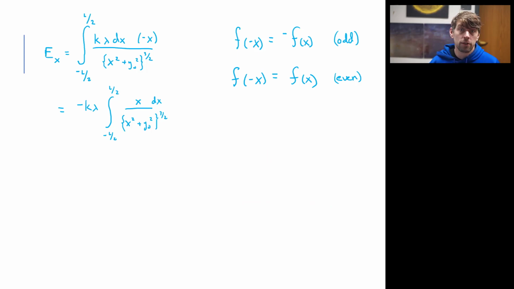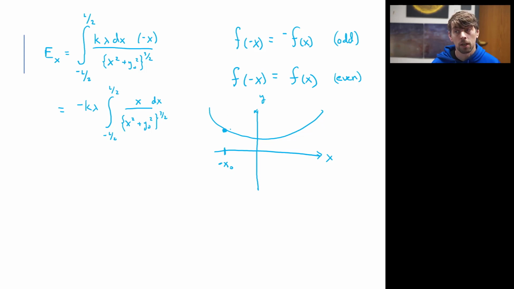Since we're dealing with an integration, it's also good to think about what these functions look like graphically. An even function will end up being symmetric about the y-axis. So if I plot a function and it's even, what this means is that if I have a value of negative x naught and I evaluate the function and get some value, you'll notice that if I plug in x naught positive, I will get the exact same value.